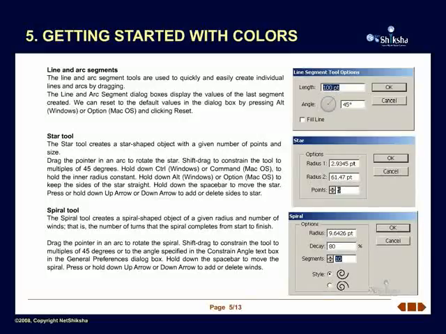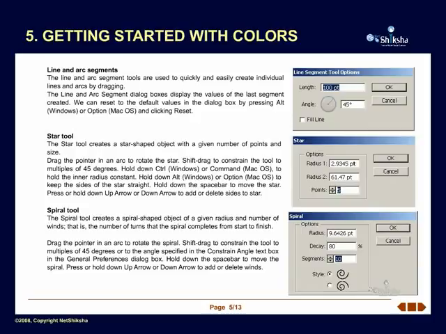Arc segments. The line and arc segment tools are used to quickly and easily create individual lines and arcs by dragging. The line and arc segment dialog boxes display the values of the last segment created. We can reset to the default values in the dialog box by pressing Alt or Option and clicking Reset.